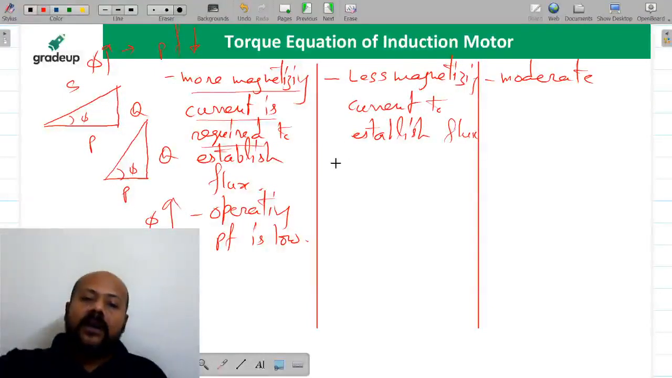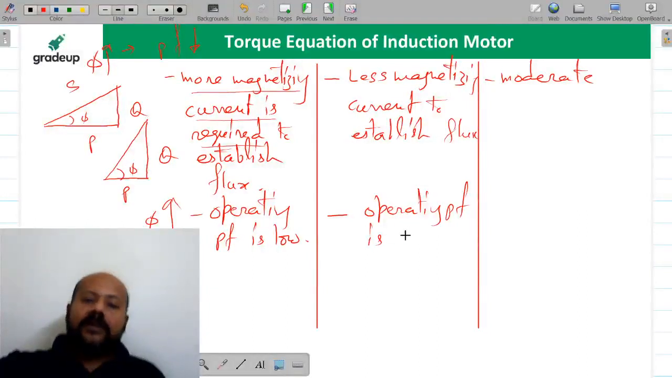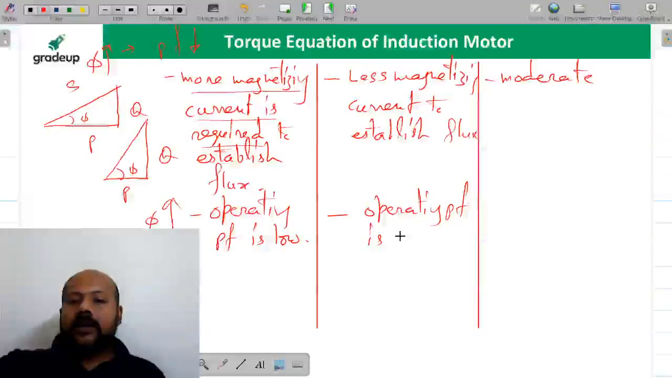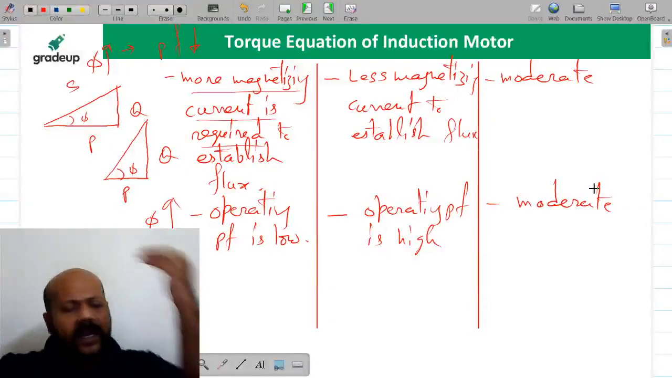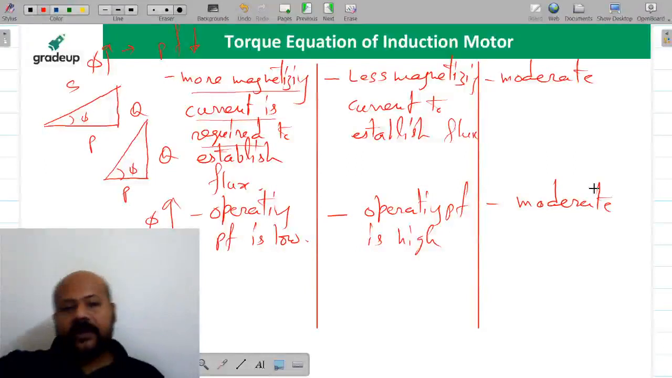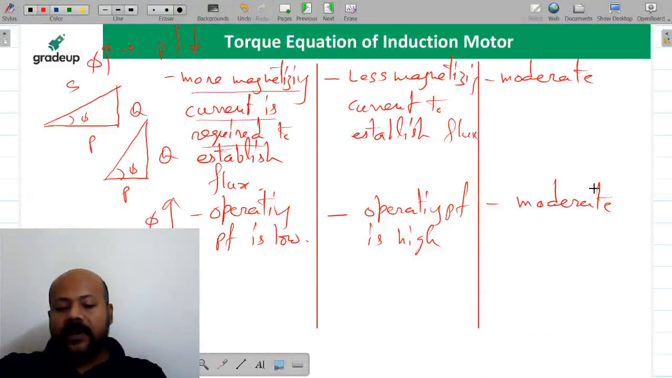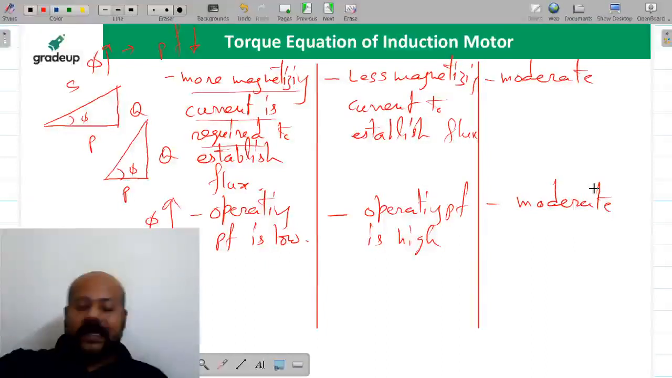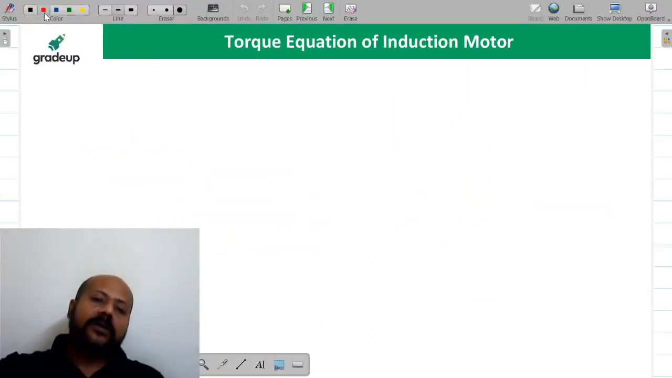If you come to the closed slots, then operating power factor is comparatively high, you can say, and for the semi-closed slots it is going to be moderate. So there are a number of lists, and there are a lot more points which you can mention, but most of the time for induction machines, stator and rotor, we are going to use the semi-closed slots.